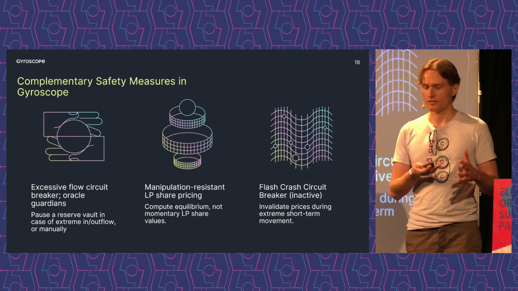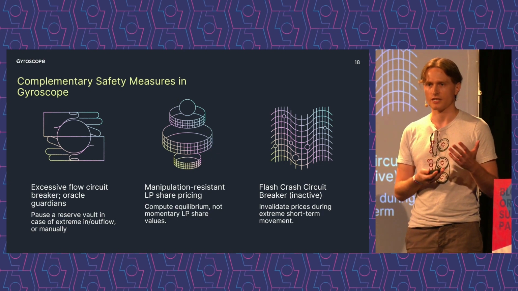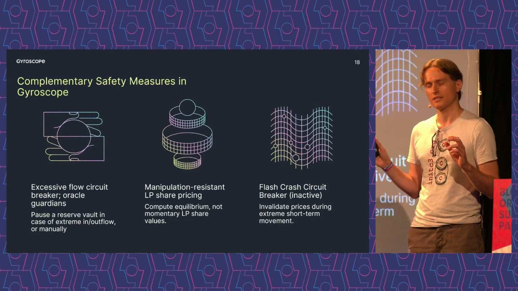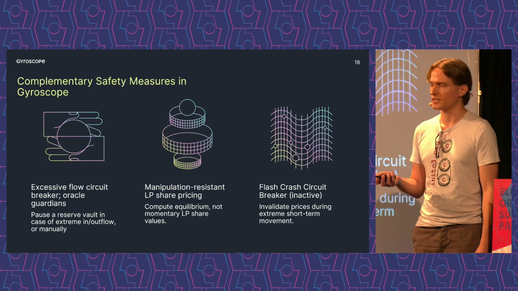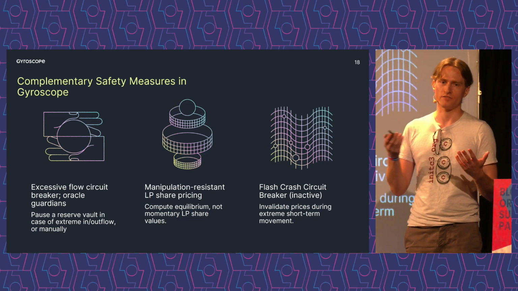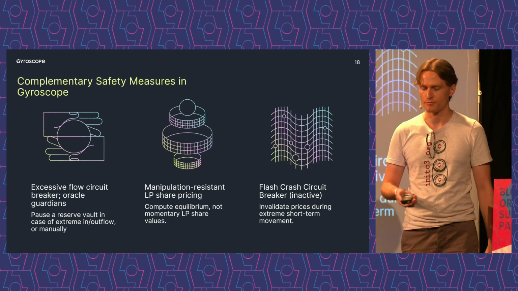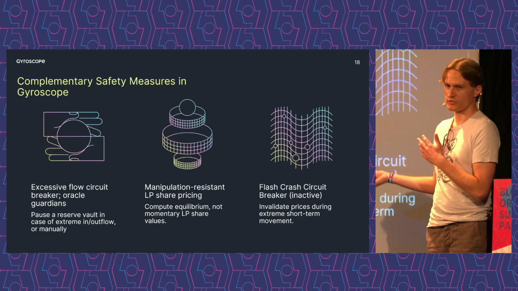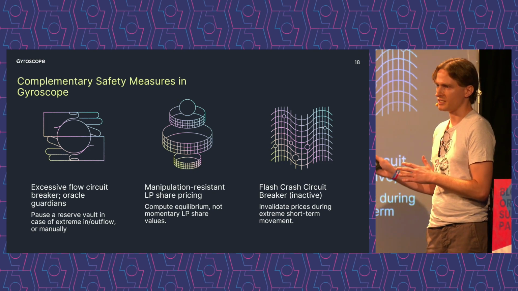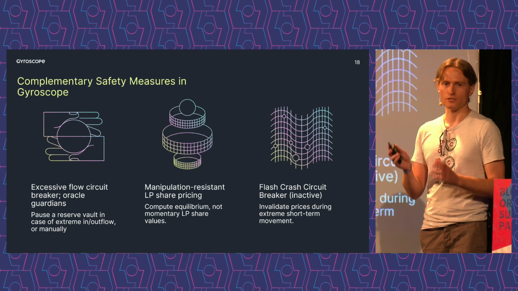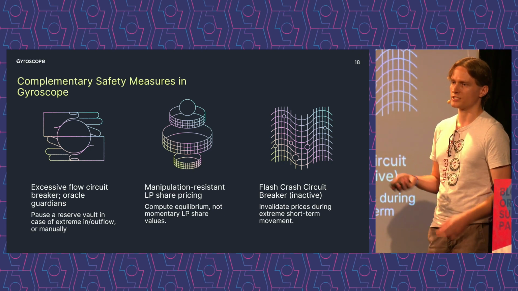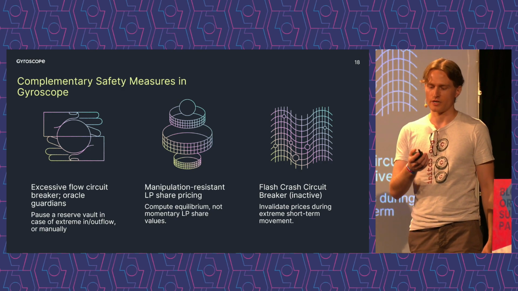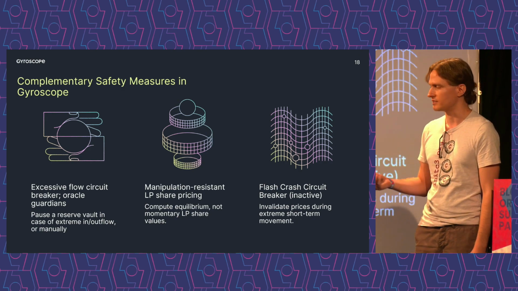There are also some complementary safety measures added on top of this, which try to catch residual risk in case the consolidated price feed and the previous checks don't detect a price manipulation. One of these is an excessive flow rate circuit breaker, which looks at how much is moving in and out of the system. If it goes beyond reasonable limits, it would automatically pause the system. And then there are some other methods for helping to price, for instance, LP shares as collateral types.